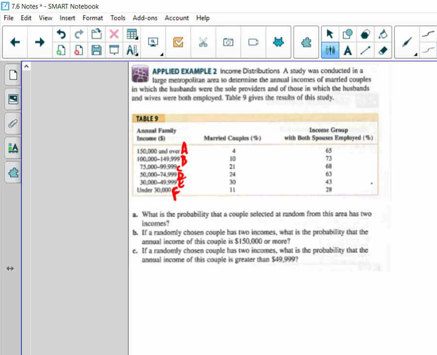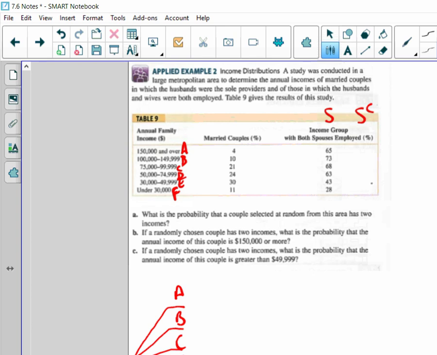And then what percent of those are married was my first category, and then whether they both worked. I didn't know what to call this, so I called it spouse and spouse complement. The book was really smart, and they made flat lines here for each one, like A, B, C, D, E, F. Since all of these questions are talking about couples, they're all talking about the percent that are married already. So I did 4%, 10%, 21%, 24%, 30%, and 11%. And then each one was married, has a spouse, or spouse complement.